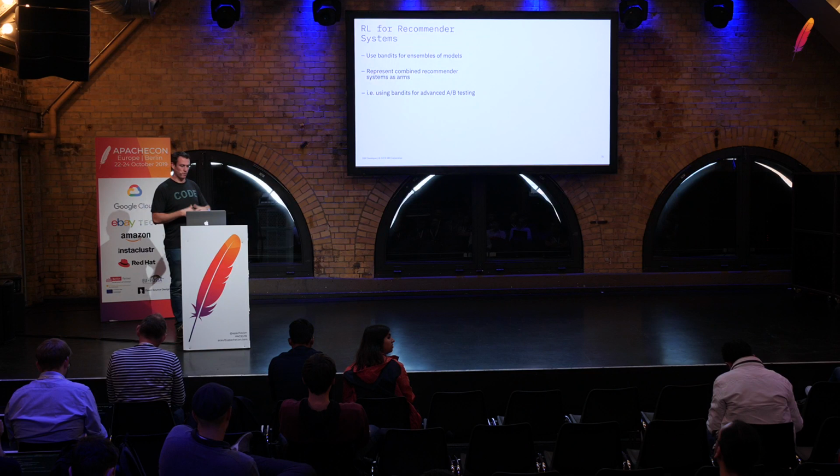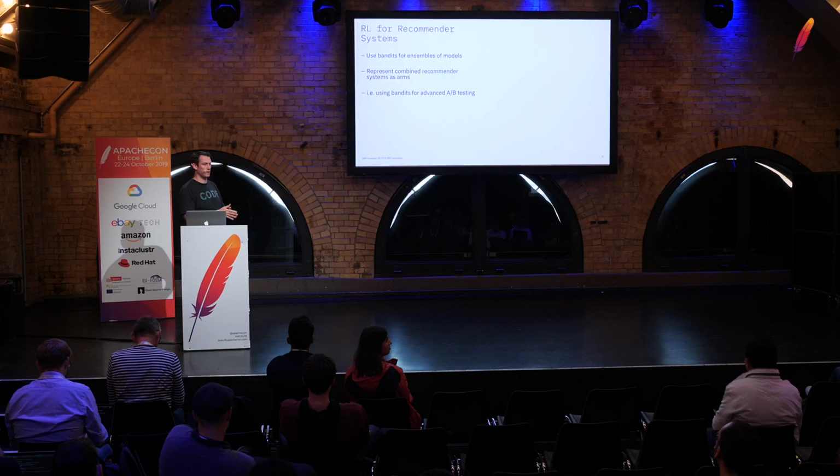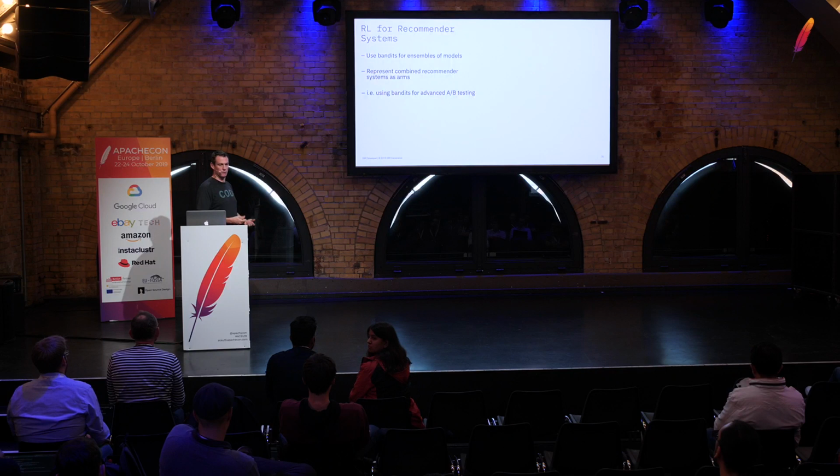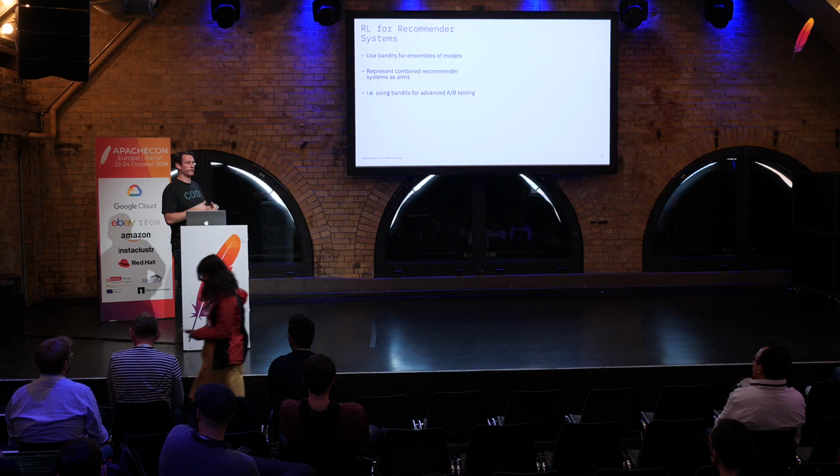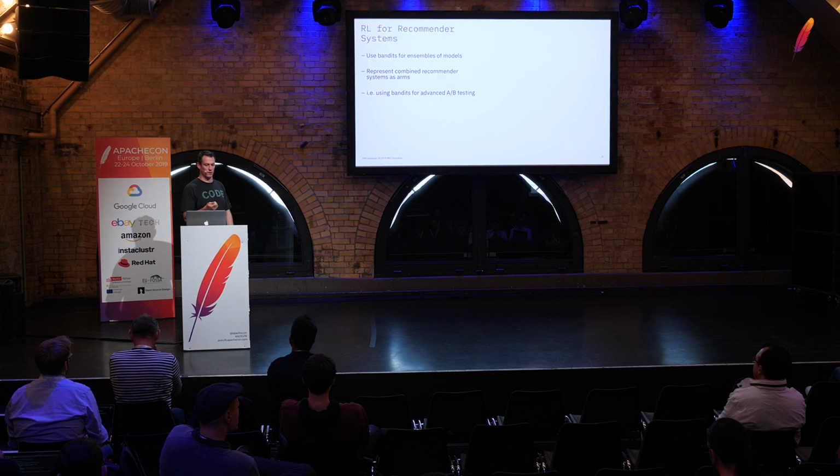If we expand that idea, then we can have an ensemble of recommender models or, in fact, recommender systems. We can treat each recommender system as an arm, and underlying that system could itself be a bandit, a collaborative filtering model, a deep learning model, or an RNN. At each time step, we use the bandit approach to decide which of those systems to actually use to generate the recommendation.